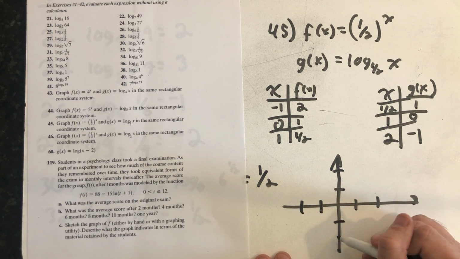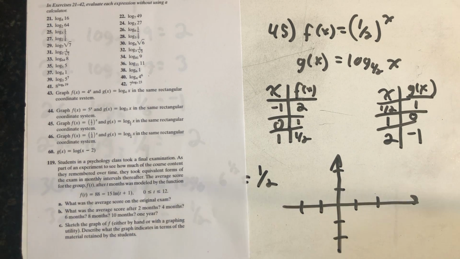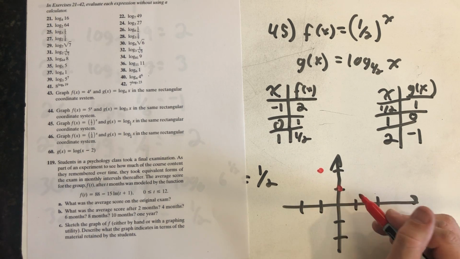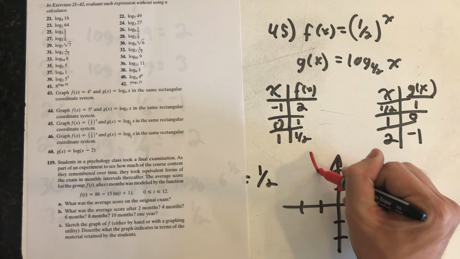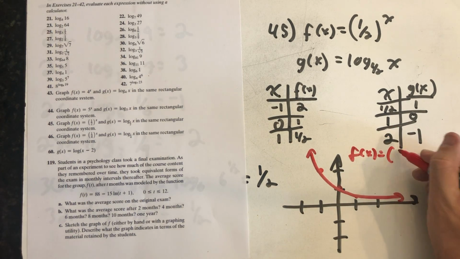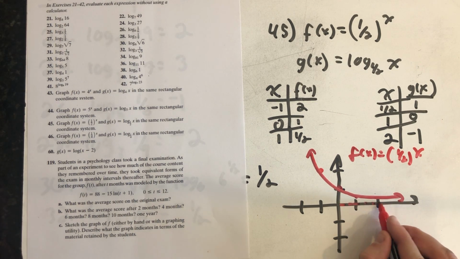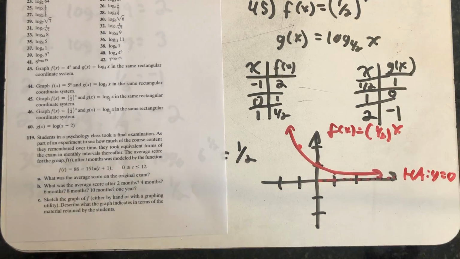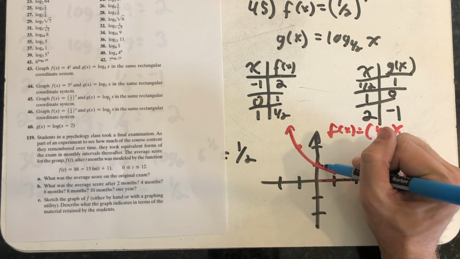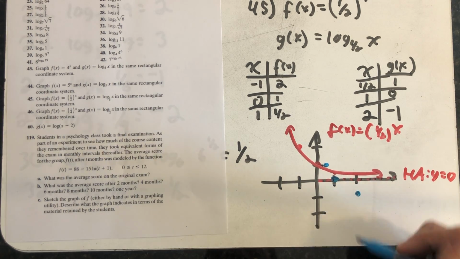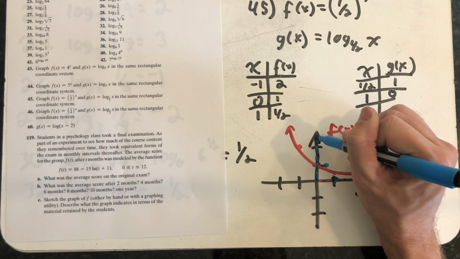I'm asked to use the same set of axes, so I will. I plot the points -1, 2, 0, 1, and 1, 1/2. There's my exponential decay function, f of x, so 1/2 to the x, and I have that horizontal asymptote here at y equals 0. Now I just want to graph the logarithm. At 1/2, 1, I plot the point at 1, 0, and 2, -1. I know instead of a horizontal asymptote, now I'm going to have a vertical asymptote.